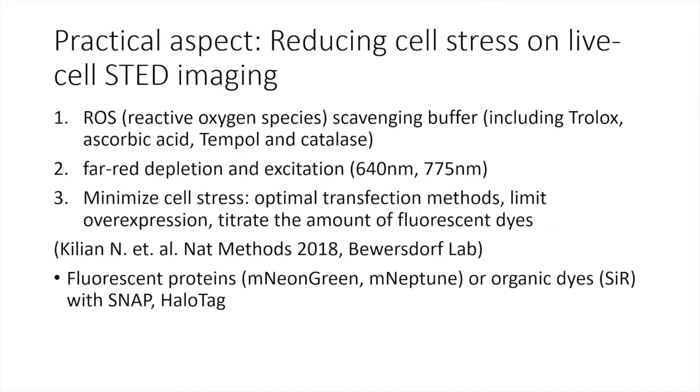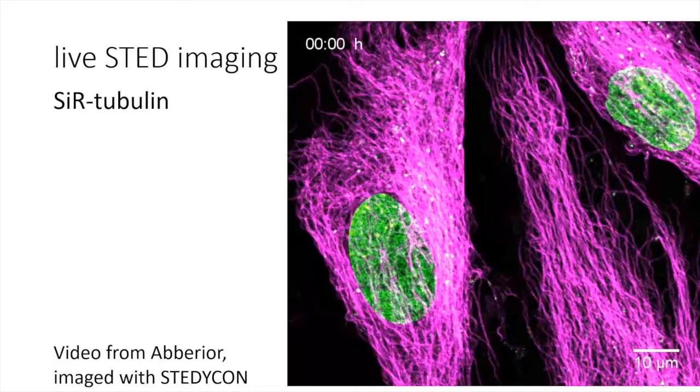And of course, for live cell imaging, you need to fuse your fluorescent protein or use organic dyes with SnapTag or HaloTag. So here are the images of your.